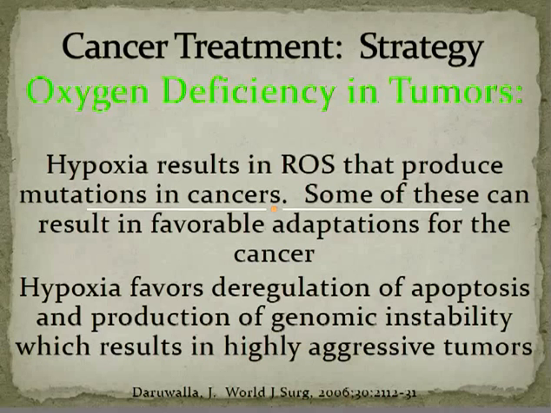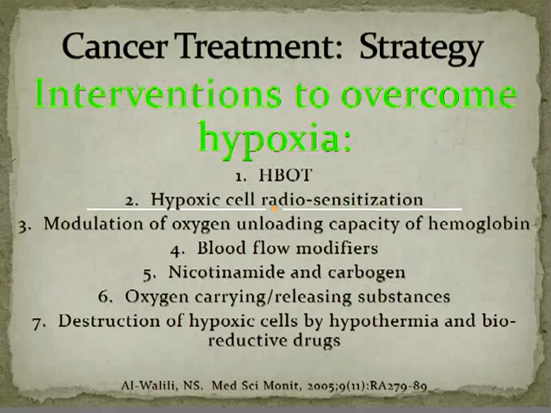And as it turns out, there are a bunch of interventions to overcome this hypoxia. Hyperbaric oxygen, we can try to radiosensitize hypoxic cells with different mechanisms. We can modulate the oxygen unloading capacity of hemoglobin to increase the oxygen at the tumor level. Blood flow modifiers, nicotinamide and carbogen, which is 5% CO2. What does CO2 do? Massive dilator of blood vessels, increases blood flow, delivers oxygen.